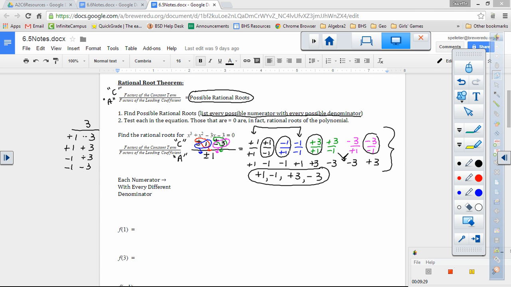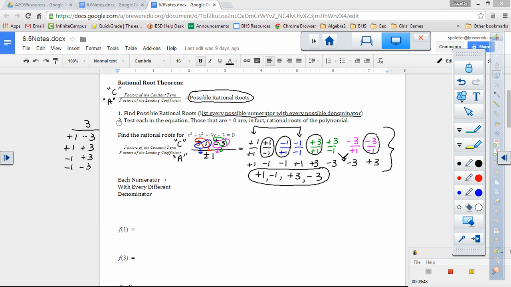We can certainly know that if we have a 1 over a 1, it's either going to be a +1 or a -1. There really are no other options for choices. Same thing with 3 over 1. It's either going to be +3 or -3. So we can eliminate a little bit of the work there. And we'll practice a few more in a few minutes. That'll make more sense. So that's step 1.